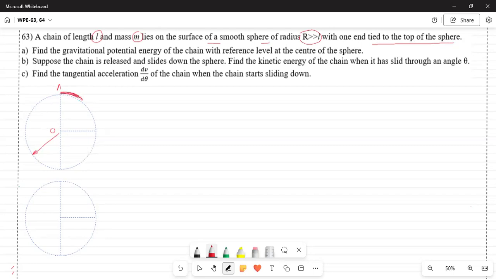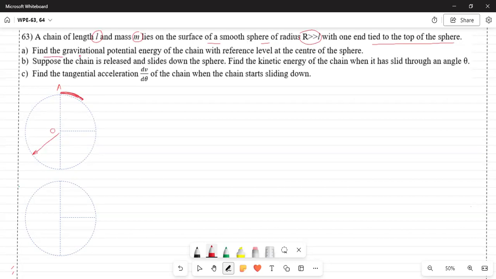What difference does it make? Earlier it was a ball, now it's a chain. When it was a ball, the mass was considered to be at one point. Now it's a chain which has a definite length. So mass is distributed. That is the only difference. Otherwise, the earlier problem and this problem will be the same.